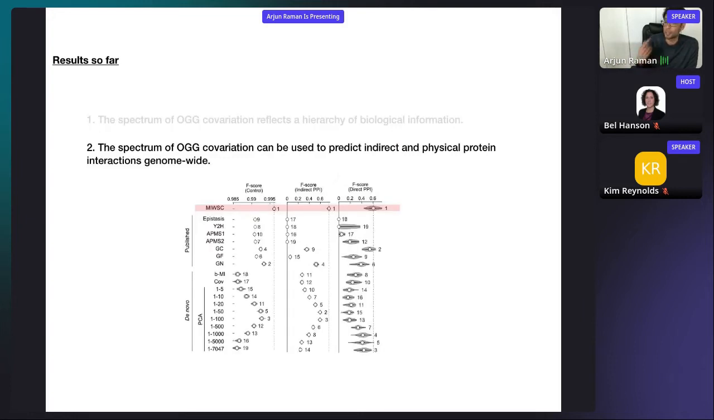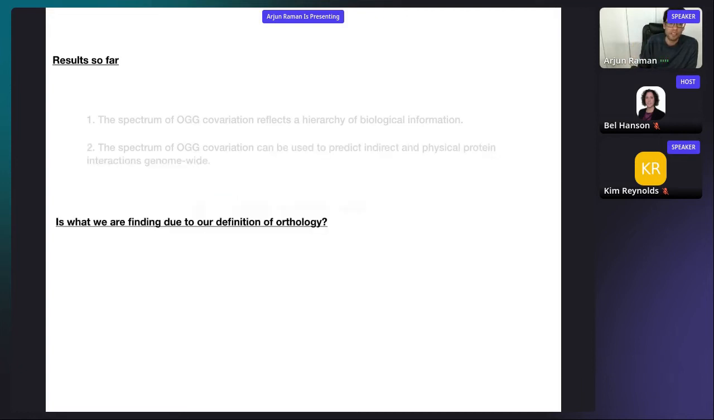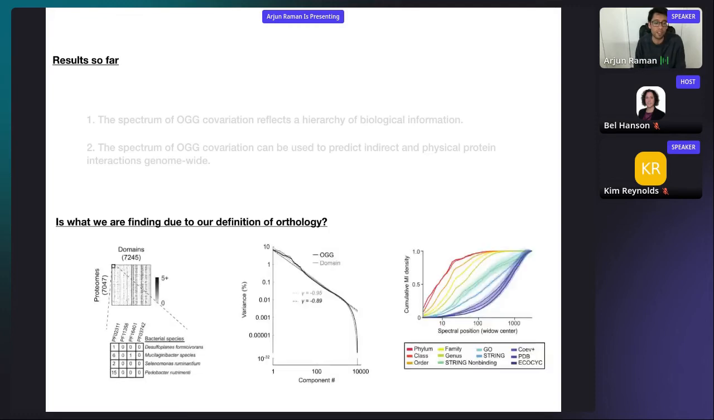We also find that we can use this information to accurately predict protein-protein interactions within organisms. And what I'll just say in a parenthetical sense is that one of the things we wanted to know was whether what we're finding is due to our definition of orthology. Orthologous gene group is merely one way of defining orthology across different bacteria. So we repeated our analysis, but instead of using orthologous gene groups, we used domains, PFAM domains.